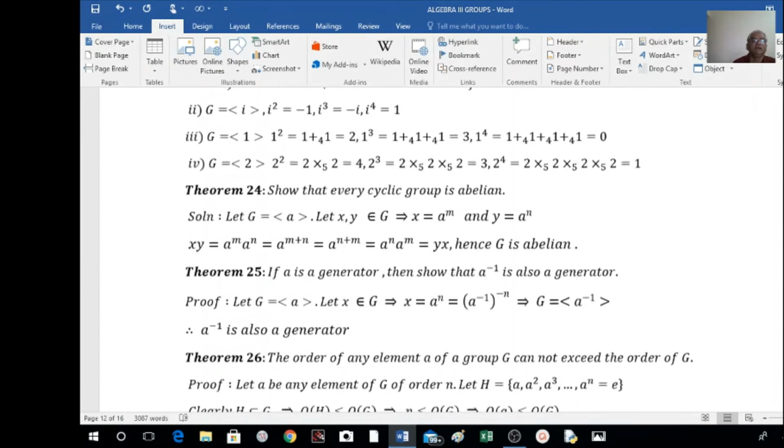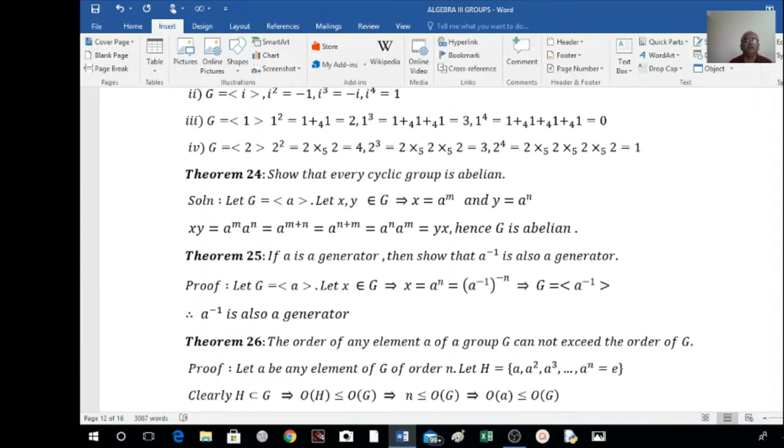Next example. If a is a generator, then we have to prove that a inverse is also a generator.